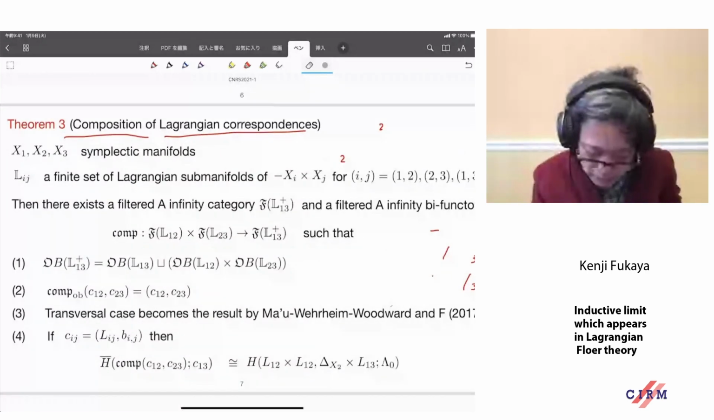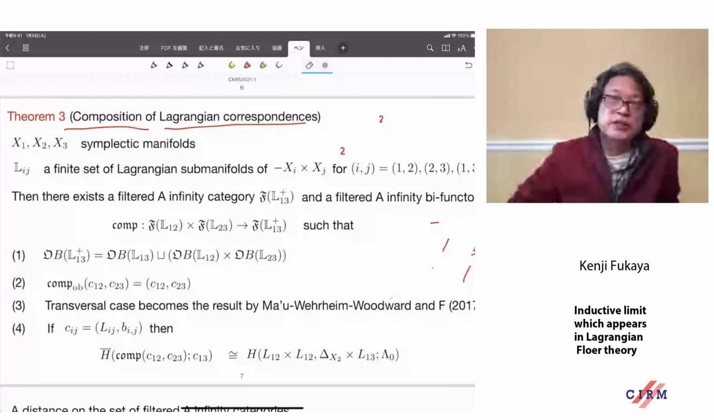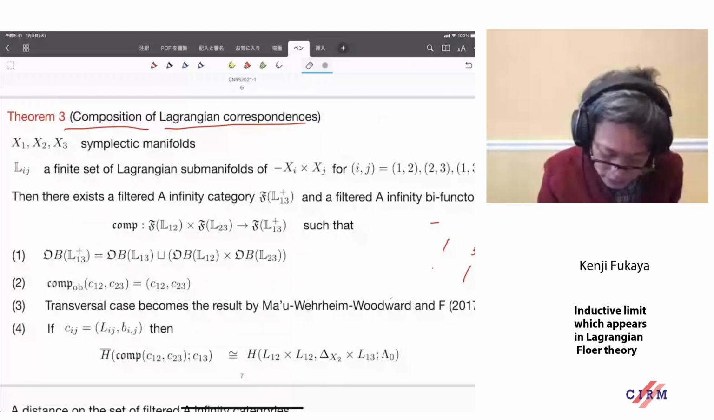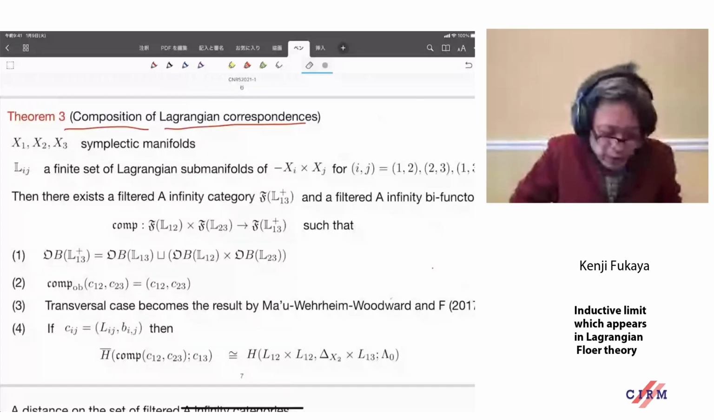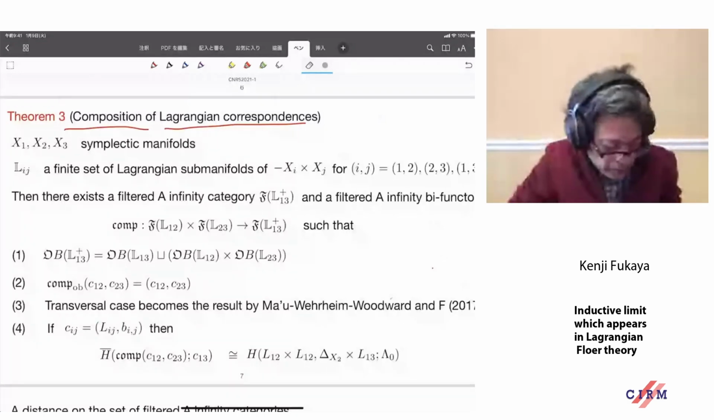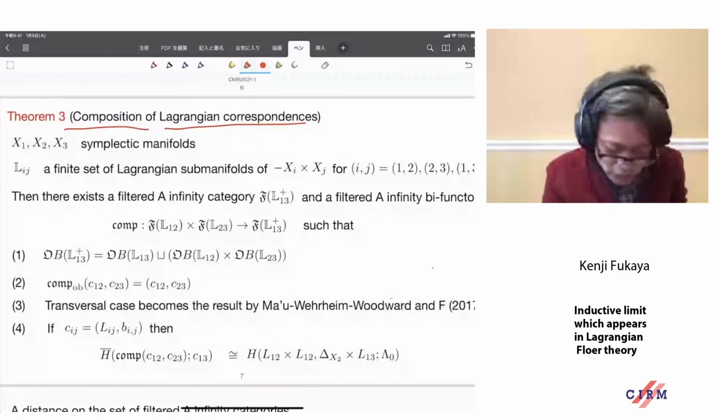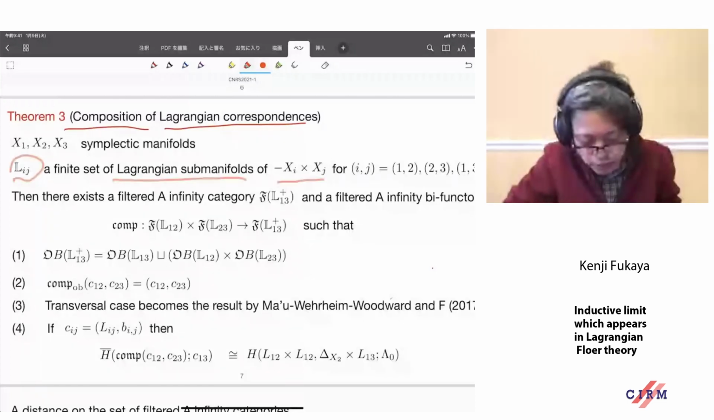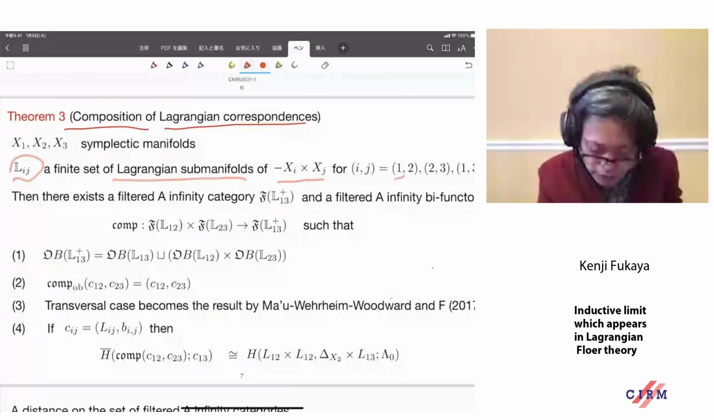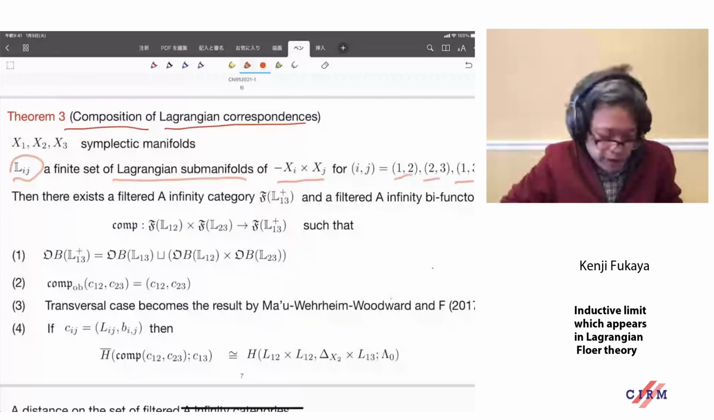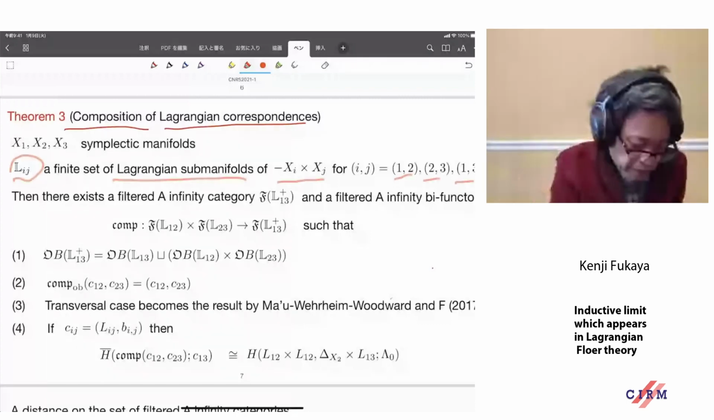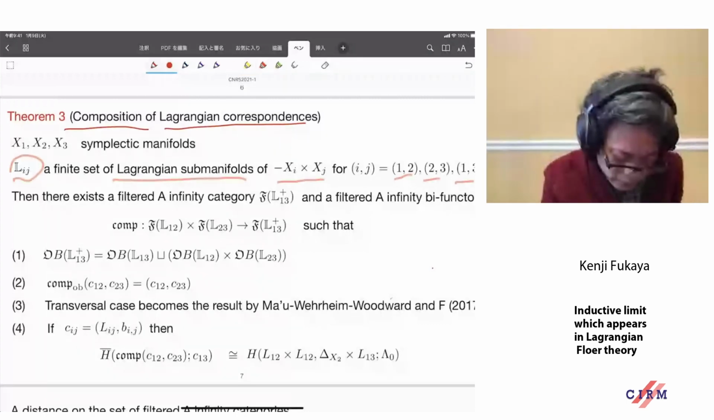So the statement is the following. To make this story work with Floer homology, we need to add so-called bounding cochains, and we work in the following setting. Suppose we have finitely many Lagrangian submanifolds, L12, L23, L13, of the products xi cross xj. And we cook up the filtered infinity category associated to these three Lagrangian submanifolds. So you have this category associated to each Lij.